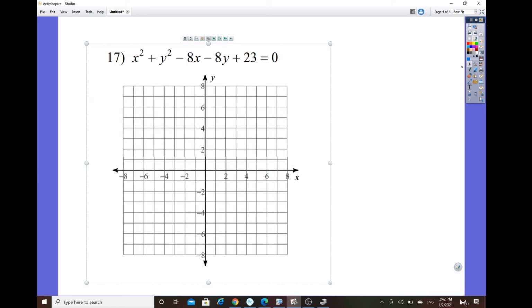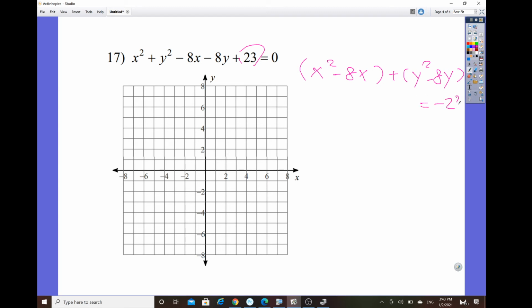Okay, so 17. The first thing that you want to do is complete the square. Anything that is like terms, you want to group them together. So x squared minus 8x, all together, and then y squared minus 8y. And for those of you wondering, what about that 23, the constant? You want to separate it, so negative 23.